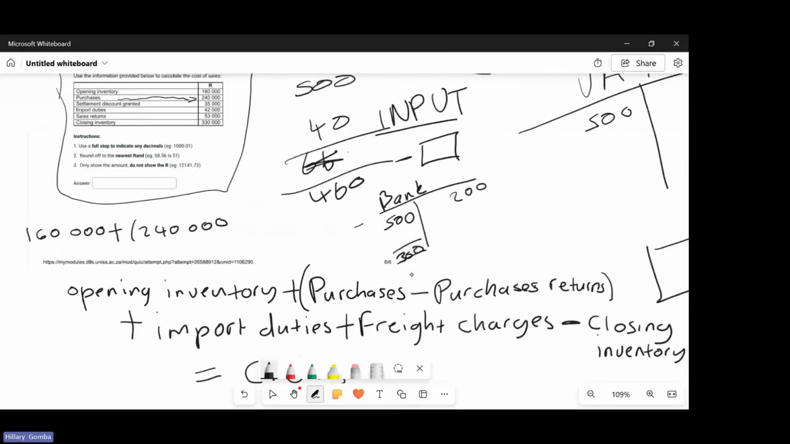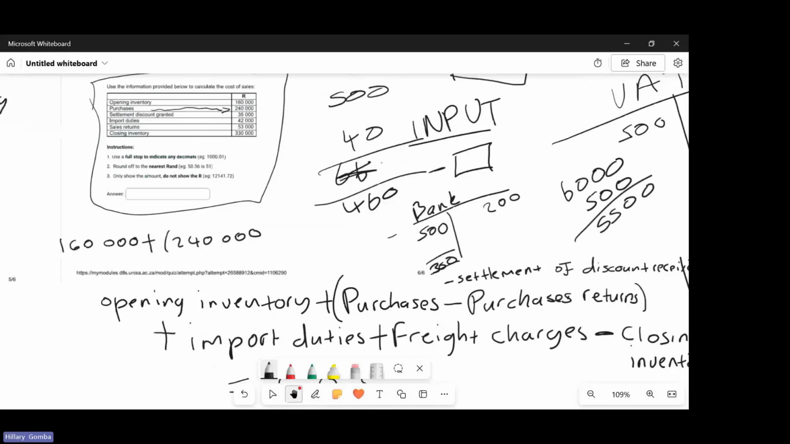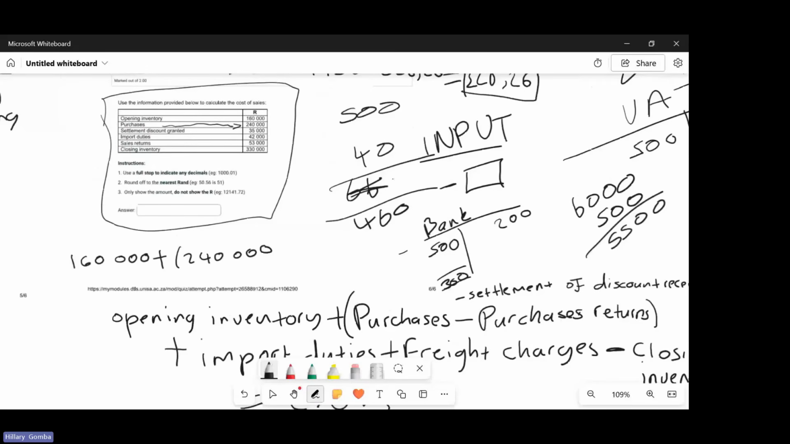Let's say, for example, you bought goods on credit for 6,000 and then you got a discount of 500, which means you didn't pay 6,000, but you ended up paying 5,500. So you need to account for that. You say settlement of discount received because we're the ones receiving the discount. But if you don't have it, you continue. As here you can see in the transaction, we don't have any purchases returns, and we also don't have any settlement of discount received.